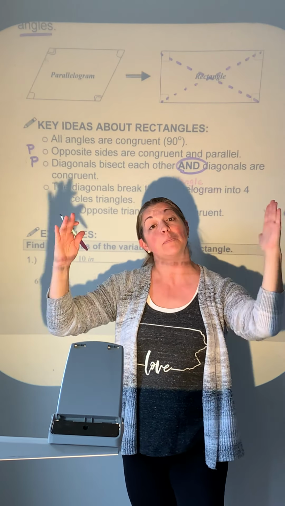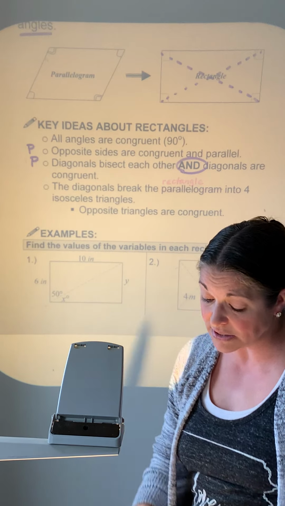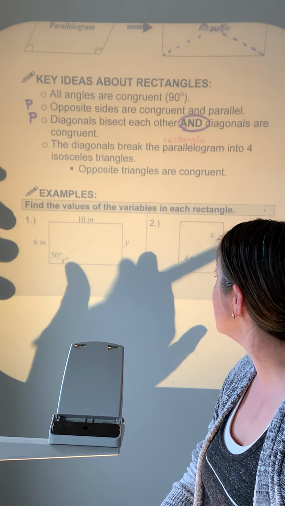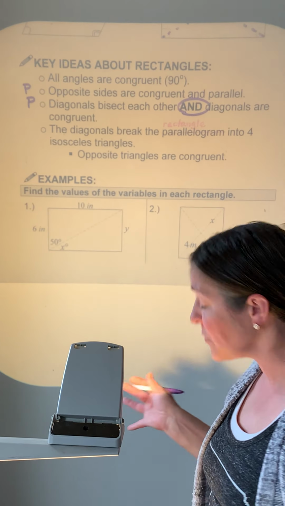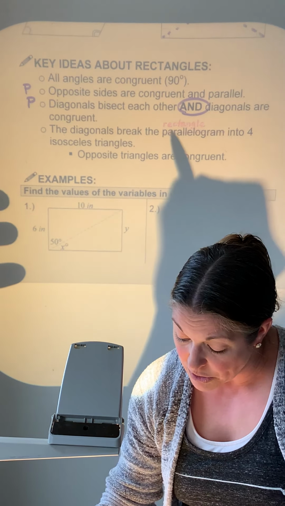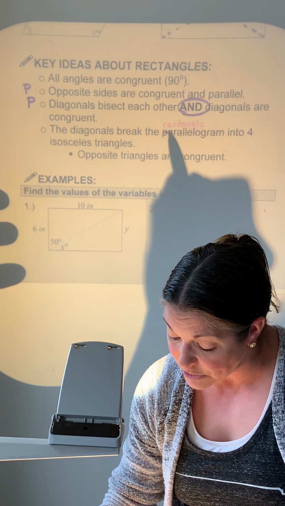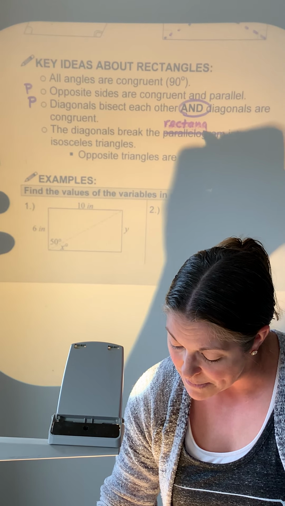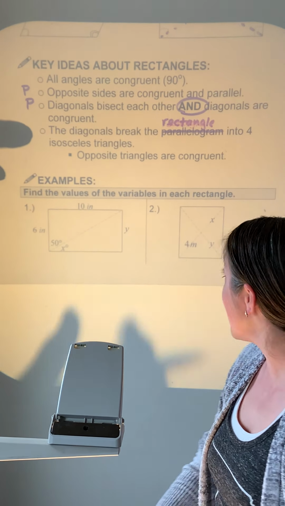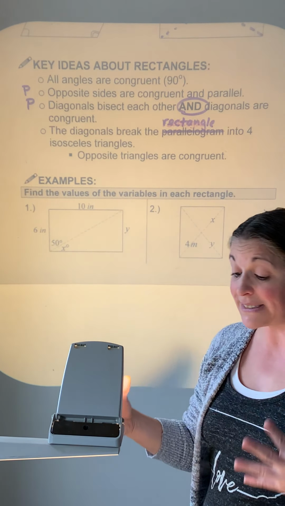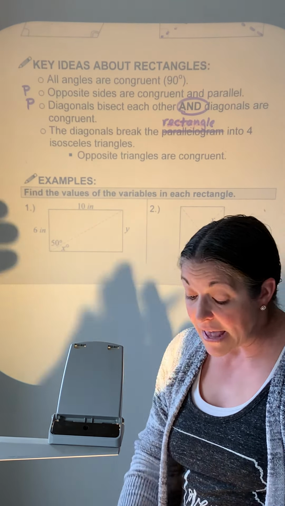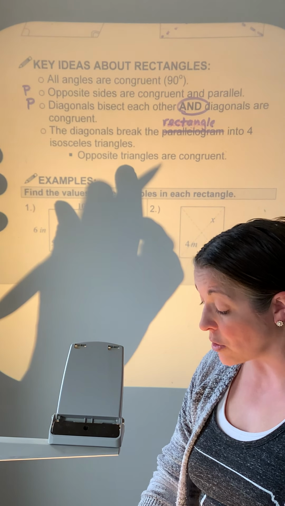Just like we talked about with the parallelogram, the diagonals will break up the shape into 4 triangles. I had a little typo here, guys. This is fixed on the notes sheet if you printed it out from Google Classroom. But just so we're clear, yes, a rectangle is a parallelogram, but I want to specifically talk about the rectangle. So my bad on that one. All right, so the diagonals will break the rectangle into not only 4 triangles, but 4 isosceles triangles. And of course, the opposite triangles are congruent.